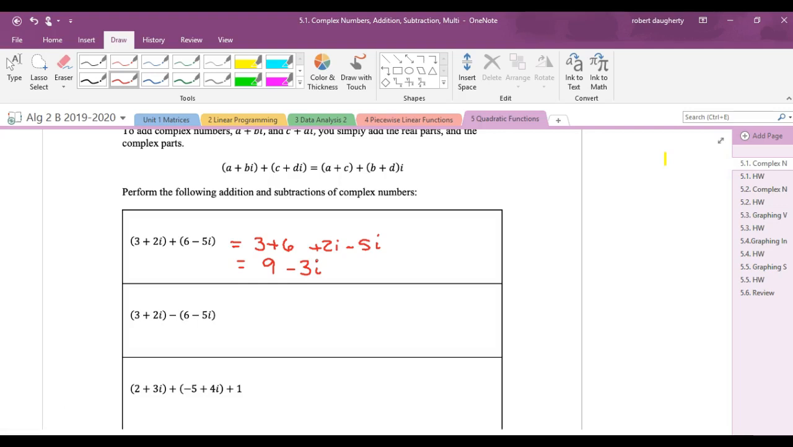And this is written in the form a plus bi. You want your numbers to be written in a real part plus an imaginary part. Okay? What about this one? So what I get, 3 minus 6 is what? Negative 3. And what is 2i minus negative 5i? Plus 7i. Okay? So I added the real parts, 3 minus 6, and then I combined the imaginary parts, 2 minus negative 5 is 7i.